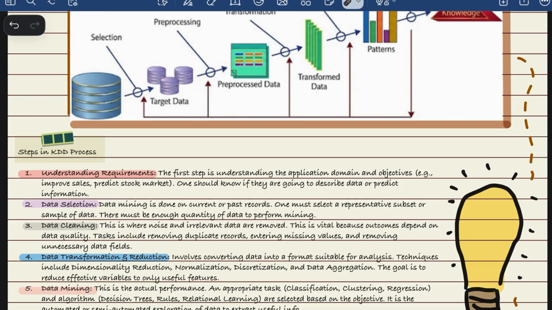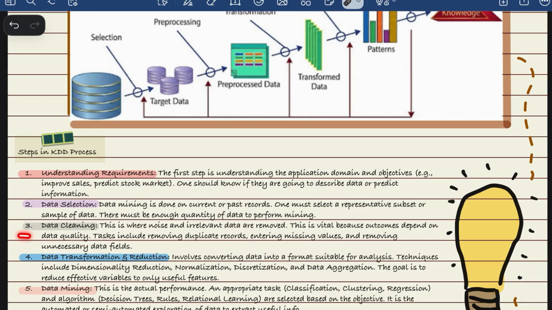like what data you want to select. So the second step is data selection. You don't mine the entire enterprise disk, you isolate a representative subset or a sample of data that matches your specific target area. Based on your requirement, what data you need, you target that specific data. That comes under data selection. You select the data from the entire data warehouse or all the data sources which matches your target area.